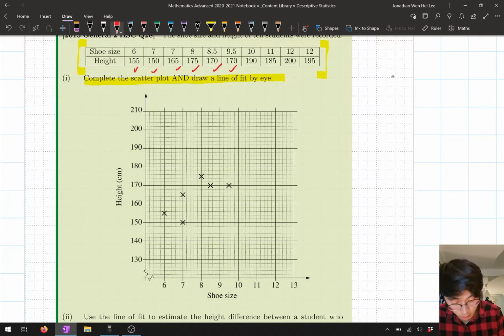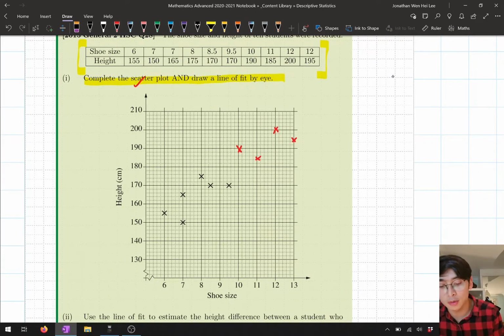So the next one was 10, 190. So I'm going to go to 10 and 190 and put a point there. 11, 185, put a point there. 12, 200, and 12, 195, like so. Okay, that was our first step. Excellent, we've done that. So we've completed the scatter plot.